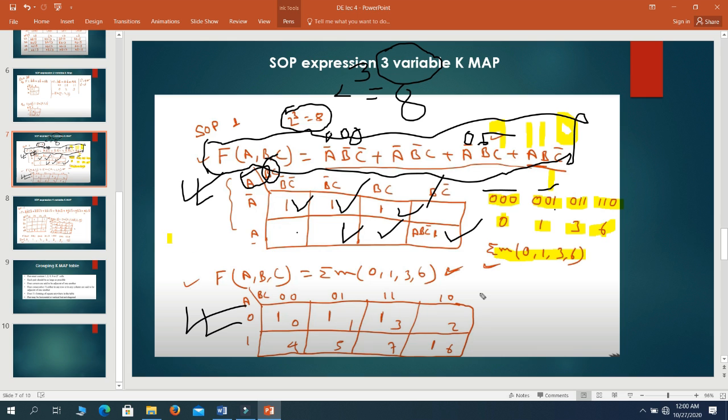So as you can see, this K-map is built in this manner. In A we have 0 and 1, in BC we have 00, then 01, then 10, and in between we have this 11. Fine. So the first value, as we all know, I don't think I have to repeat the same thing again.